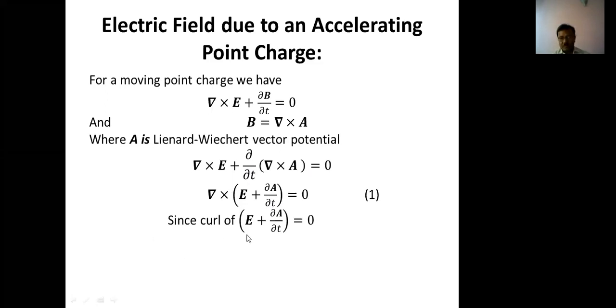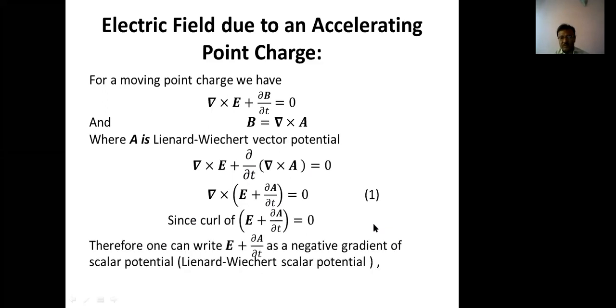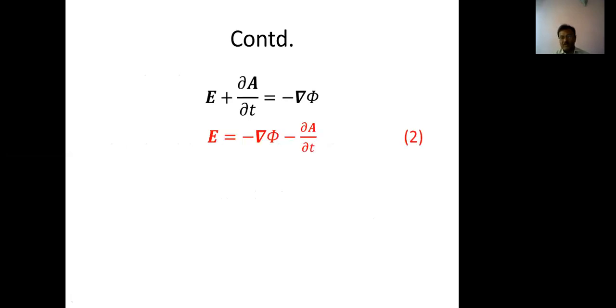So since the curl of this equals 0, this can be taken as the negative gradient of a potential, and that potential in our case is nothing but the Liénard-Wiechert scalar potential. So this whole bunch, E plus dou A by dou T, is equal to minus del phi. This is the idea, and if you solve for E from this equation, you get equation 2, that is vector E is equal to minus del phi minus dou A by dou T.